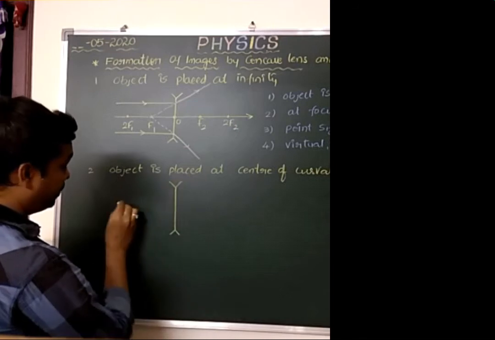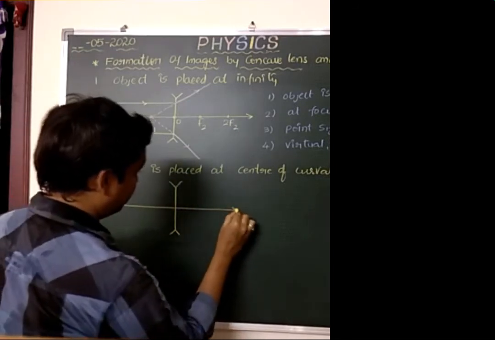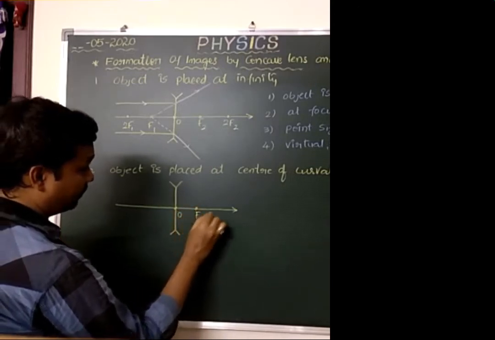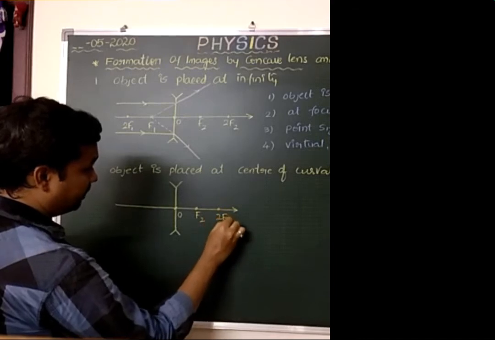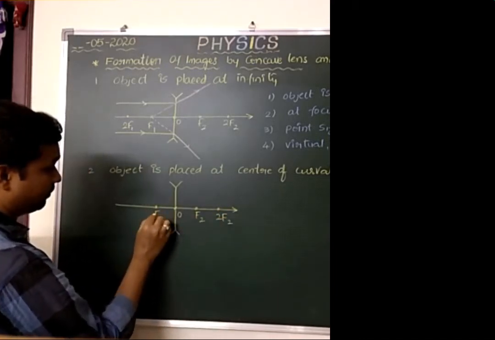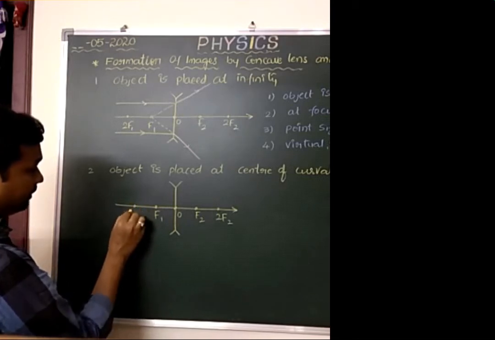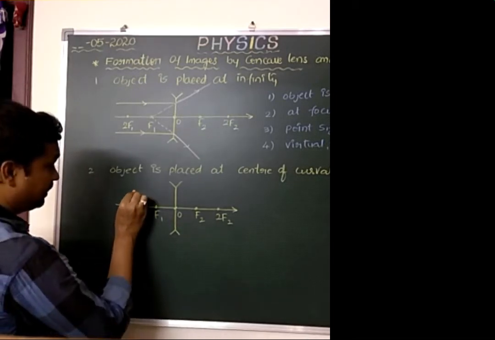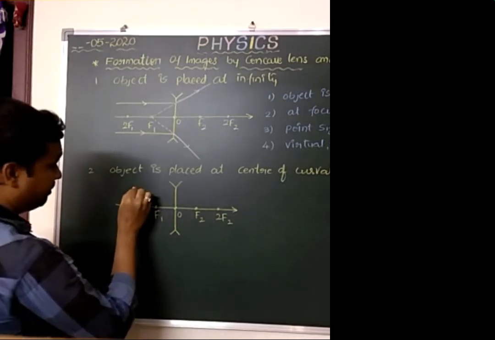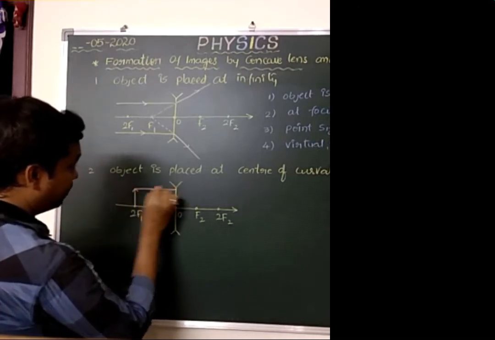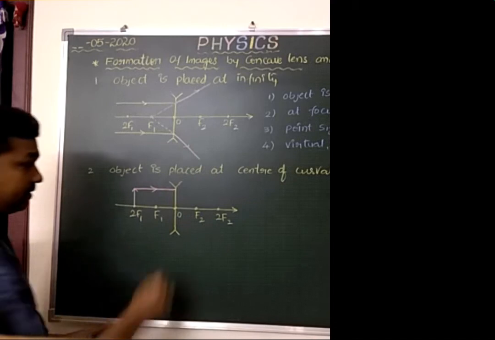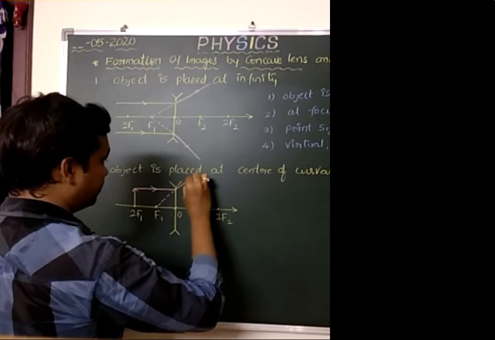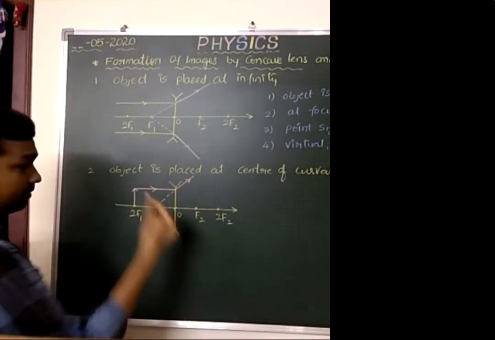First I am taking representation of lens, optic center, focus, center of curvature, focus, center of curvature. Right now I am taking an object at center of curvature. One light ray which is coming from here, moving parallel to the principal axis, gets diverged. The diverging light ray appears to be coming from focus. This is the diverging light ray which appears to be coming from focus.